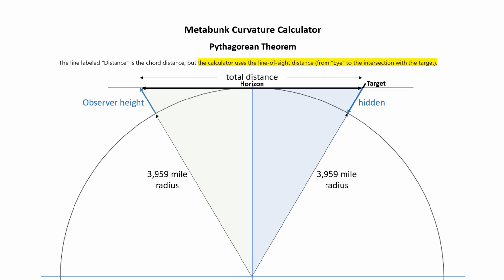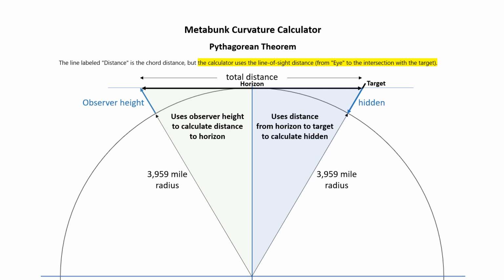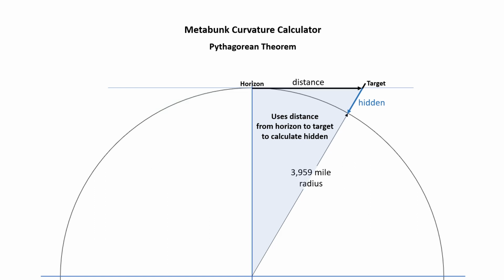Now again, this is the total distance from the observer to the target along a line that is tangent at the horizon. Now this triangle uses the observer height to calculate the distance to the horizon. And this triangle uses the distance from the horizon to the target to calculate the hidden. So this is the triangle that I'm going to use to calculate the hidden for a given distance. And the hidden is going to be the equivalent of a drop.